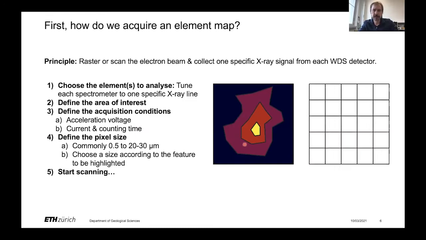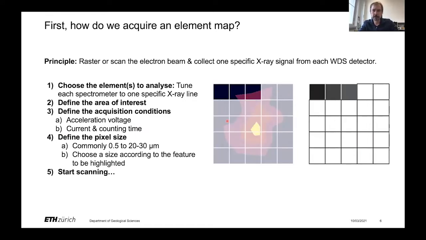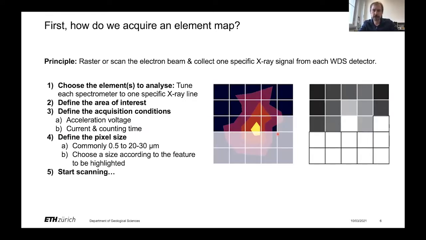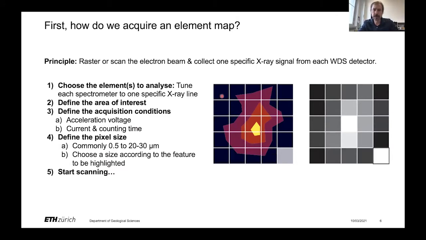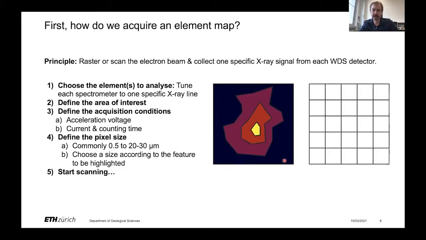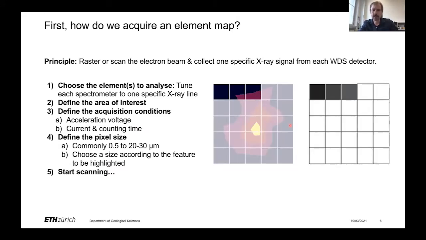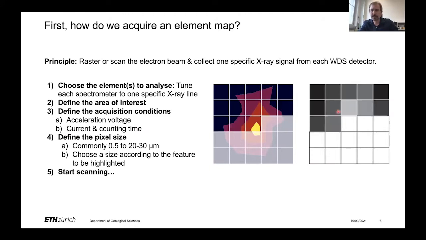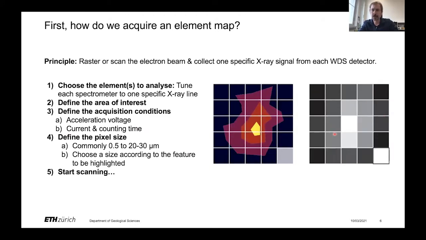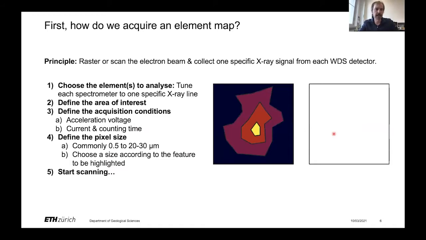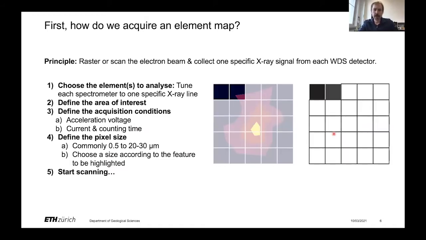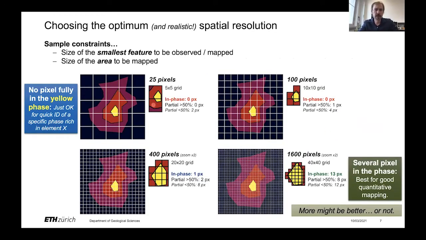So here I have this simple animated GIF showing the rastering of a 5 by 5 pixels matrix over a certain phase of interest, and this will be pixelated and translated into a certain intensity, usually as a grayscale map. So, of course, choosing the pixel size is very important.